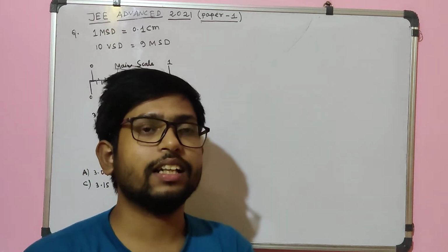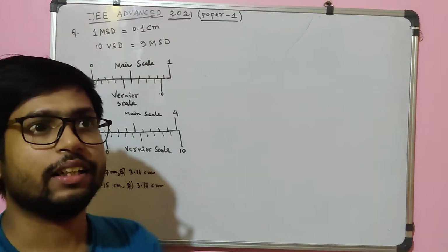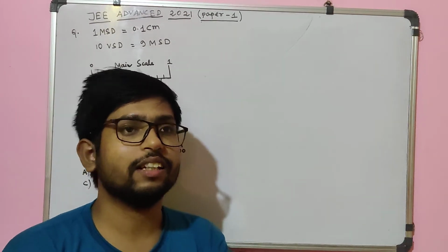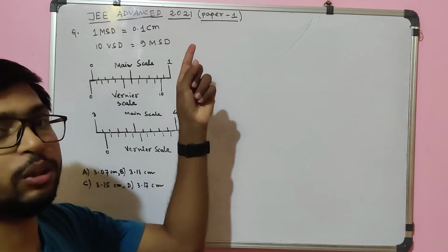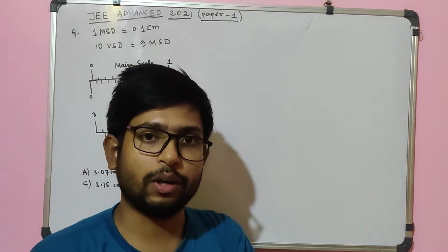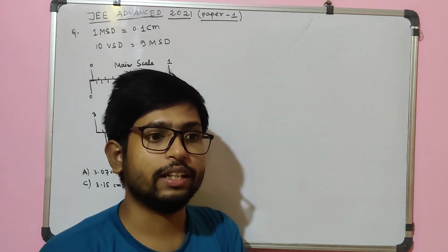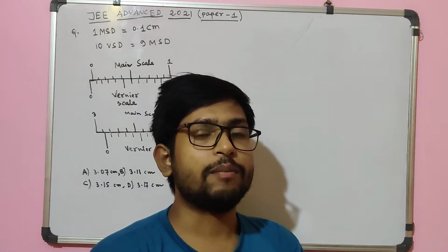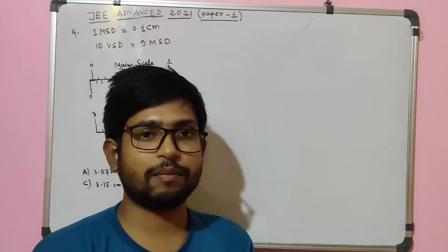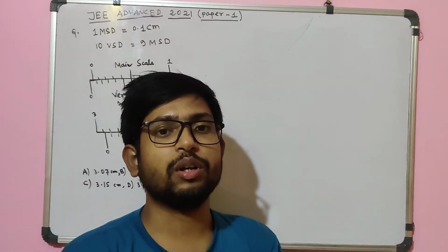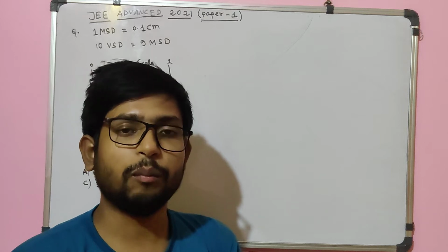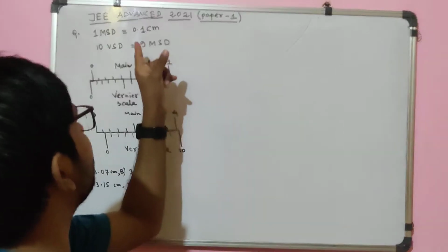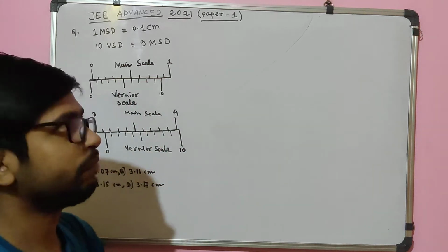In today's class, I will discuss questions asked in IIT JEE Advanced 2021, from both paper 1 and paper 2, on the first chapter of class 11, that is units and measurement. I have seen that from the first chapter of class 11, there is only one question in 2021, and it is asked in paper 1. The question is from Vernier calipers.